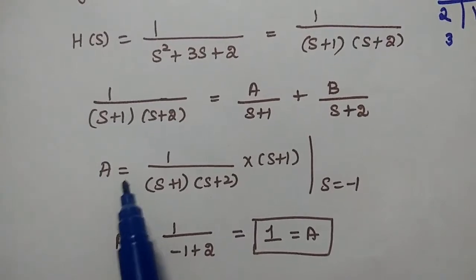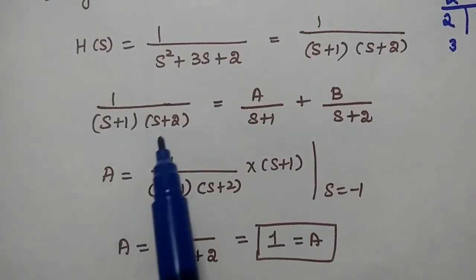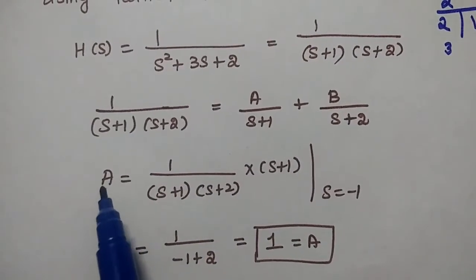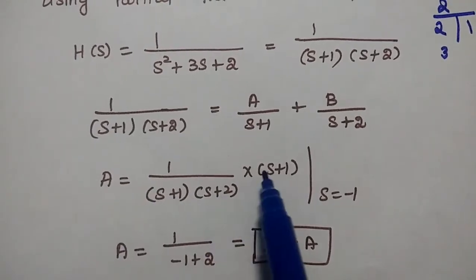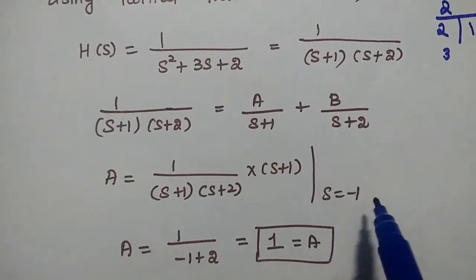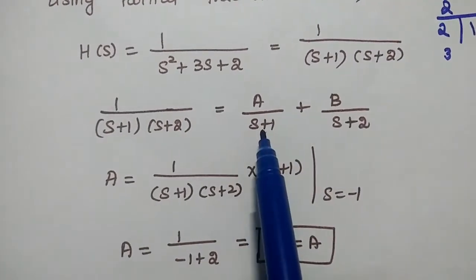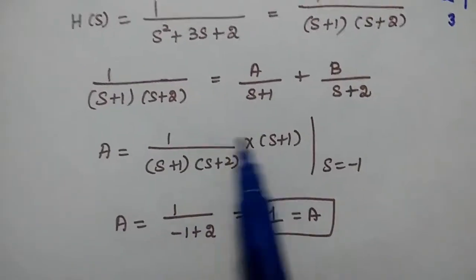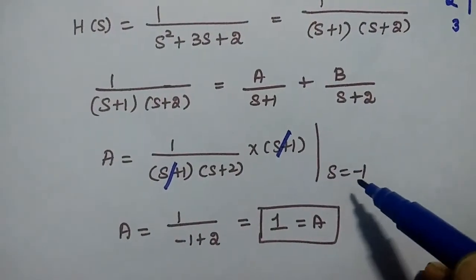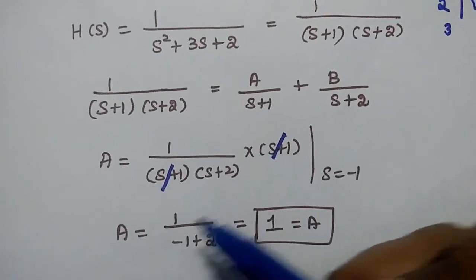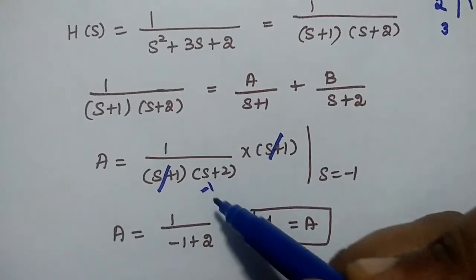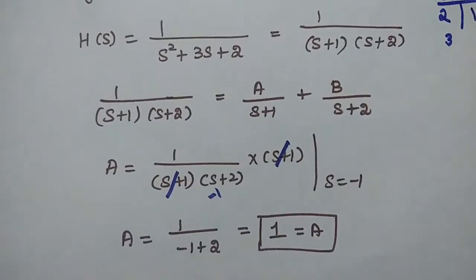So here A is equal to, we write this expression as 1 divided by (s plus 1) into (s plus 2). To find the value of A, we multiply this with the denominator of A, s plus 1, with the condition s equal to minus 1. When s is equal to minus 1, this term becomes 0, right? So that is the procedure. Then we can cancel this term and substitute s equal to minus 1 in the remaining terms. So A is equal to 1 divided by minus 1 plus 2, that is equal to 1.